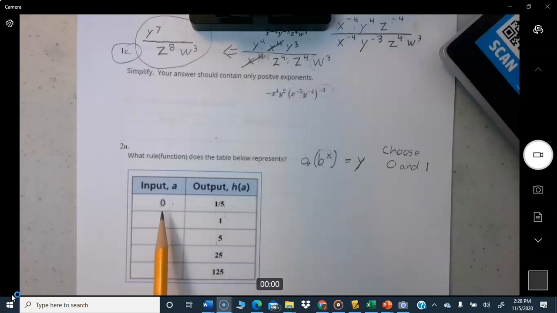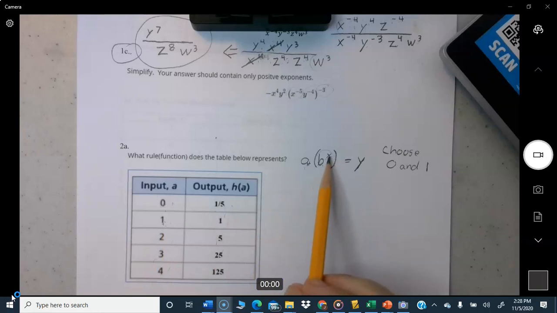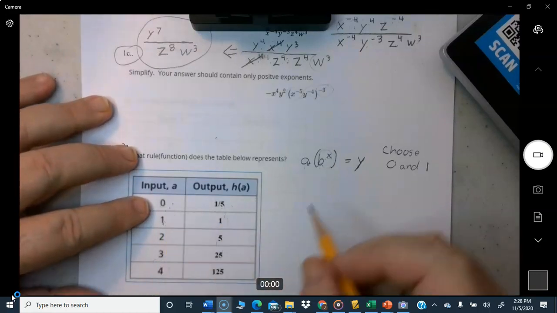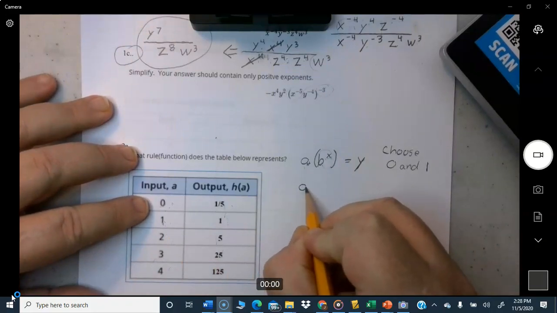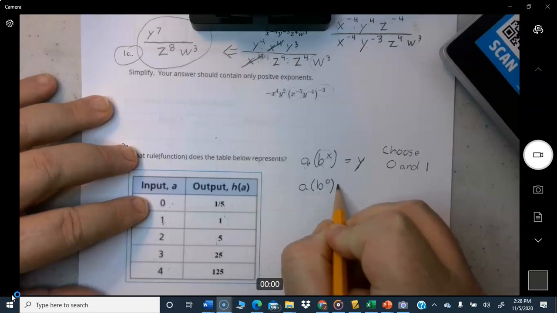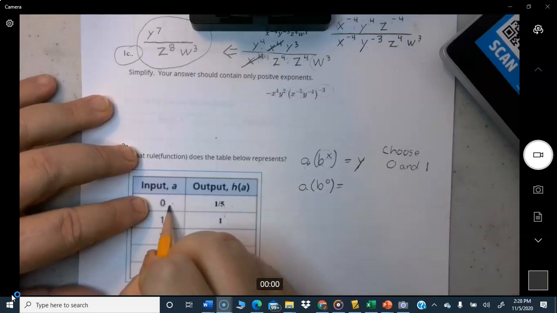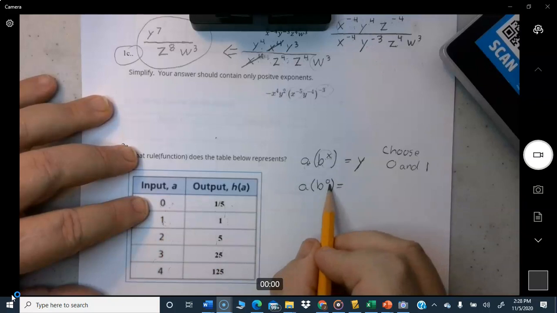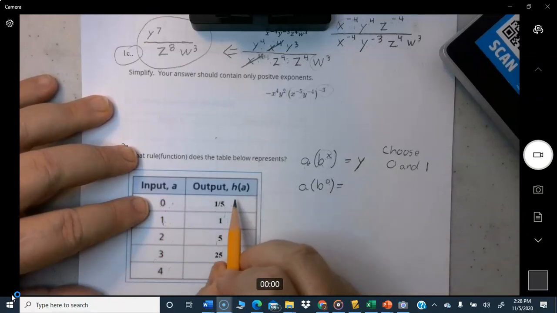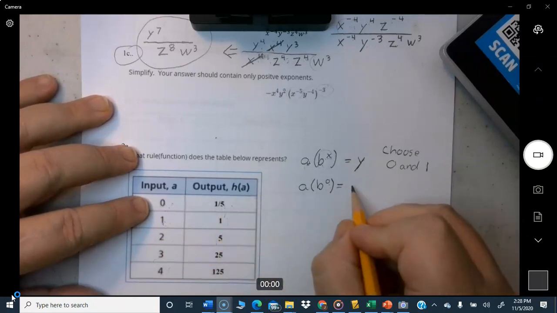Then once we know what a is, the next one you want to choose is 1. Because we know what a is, and we know that b raised to the 1 power is just going to be b, that'll give us some number. In this case, it'll give us 1. Okay, so let me go ahead and just do it and you'll see what I mean. First we're going to start with the 0. So it's a times b to the 0 power equals, so when x is 0, that means that y is going to be 1/5.